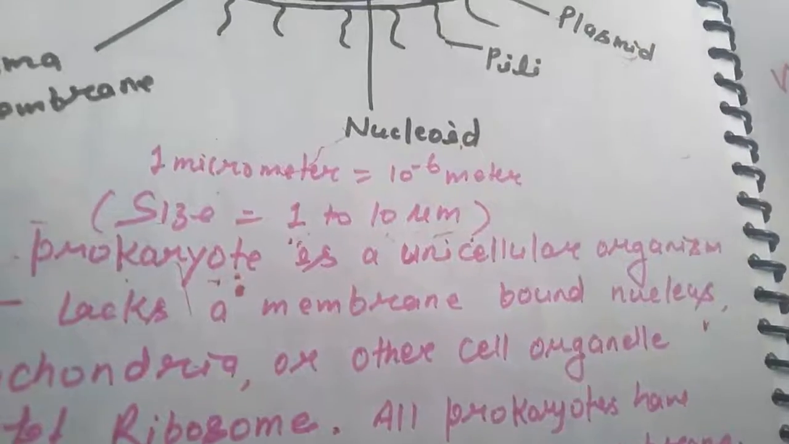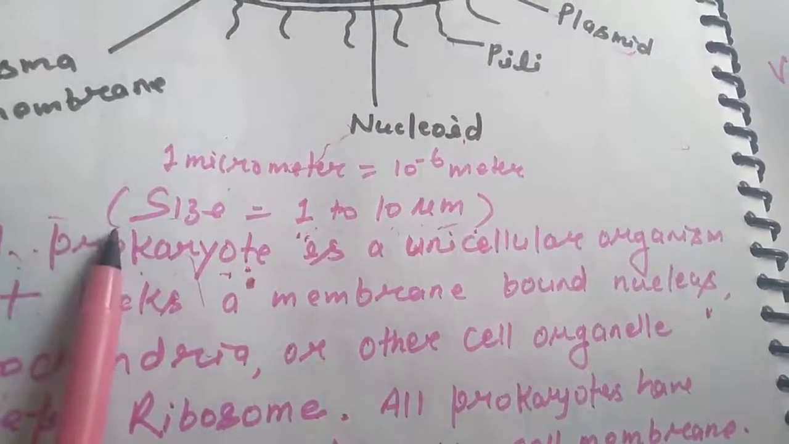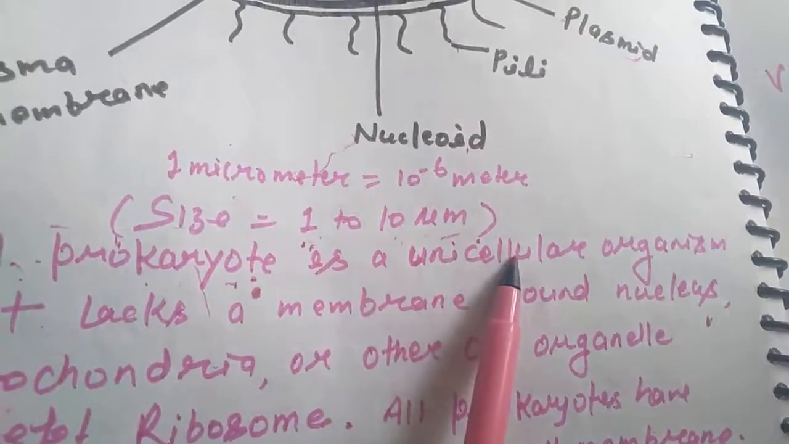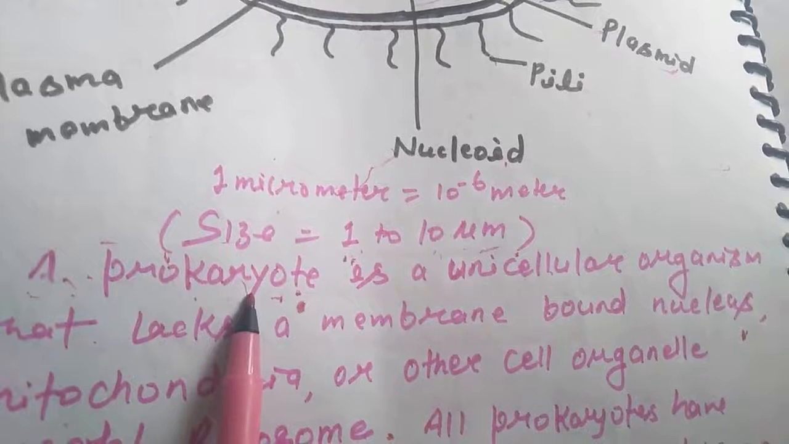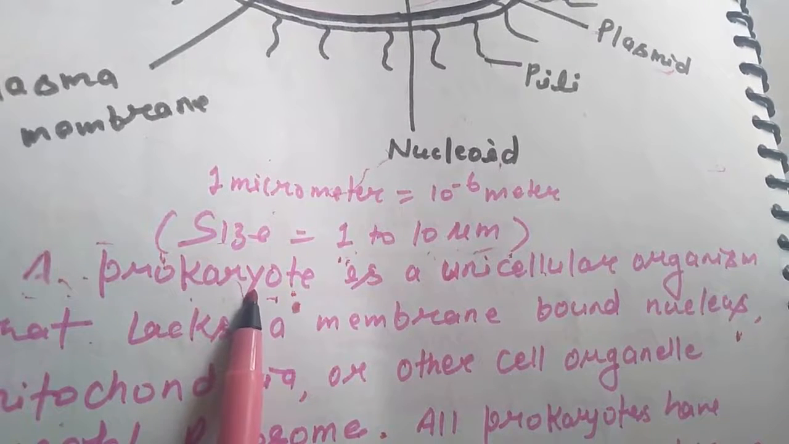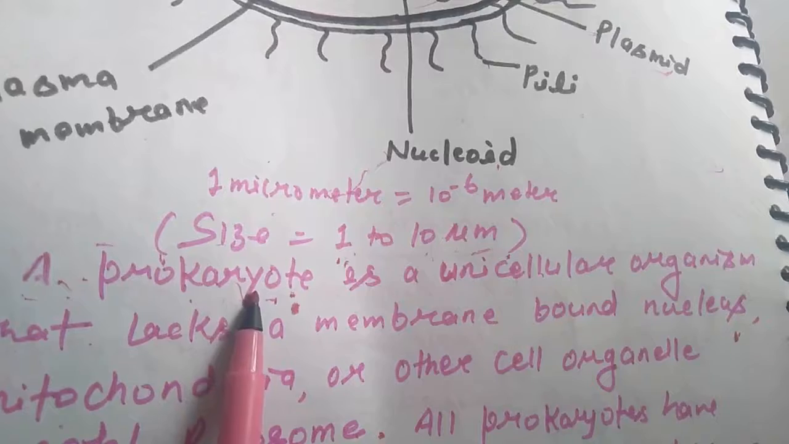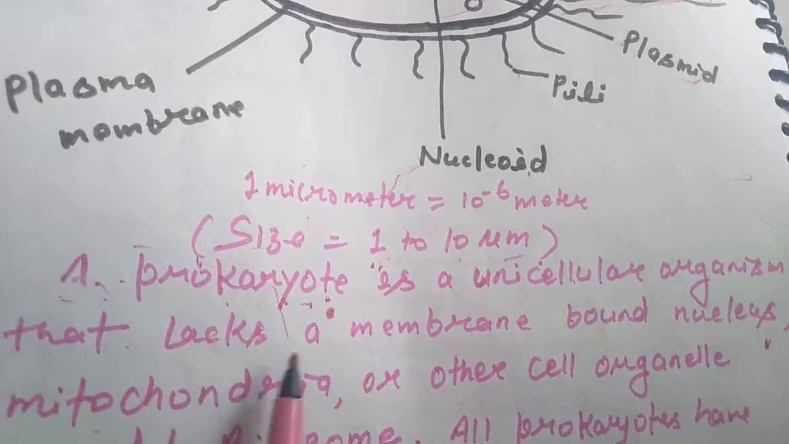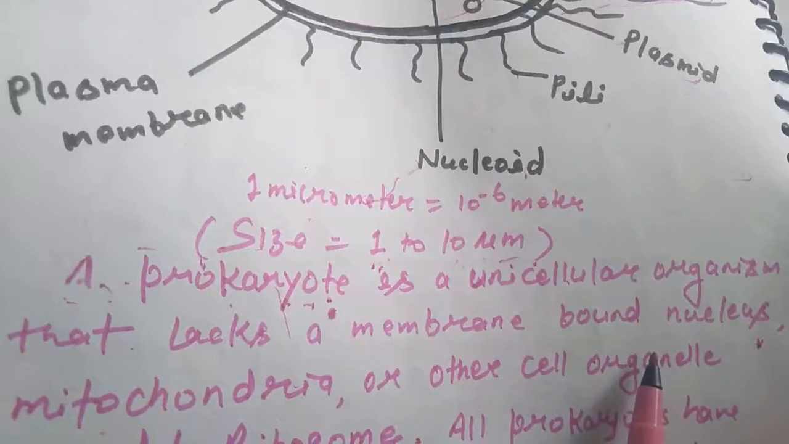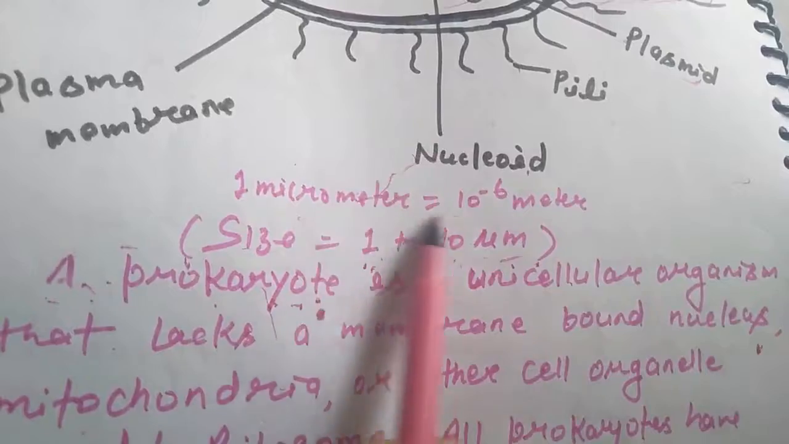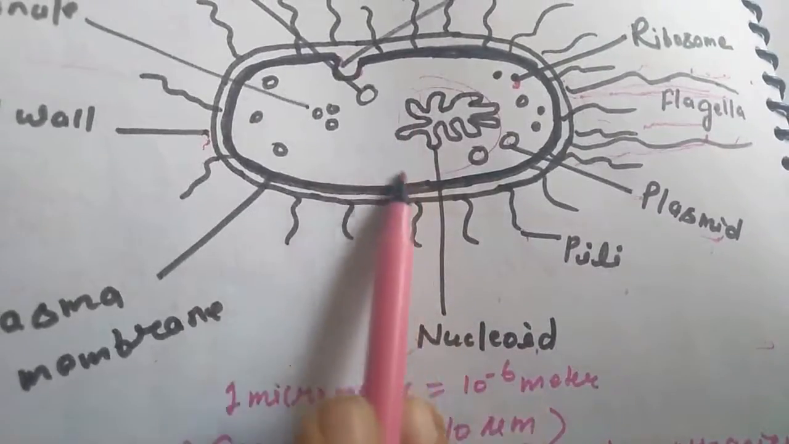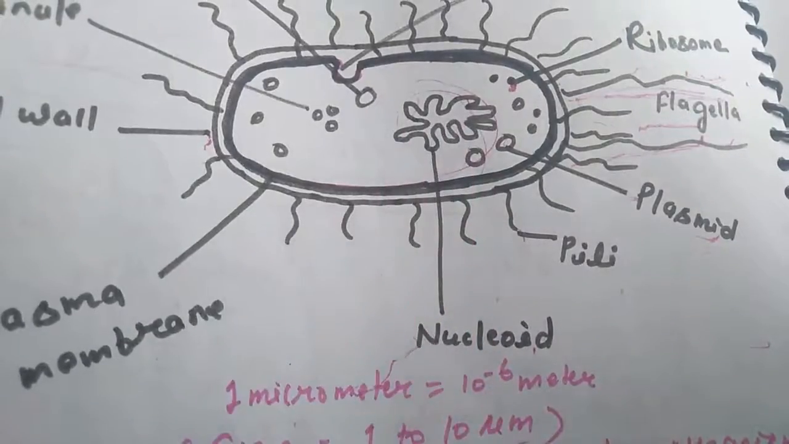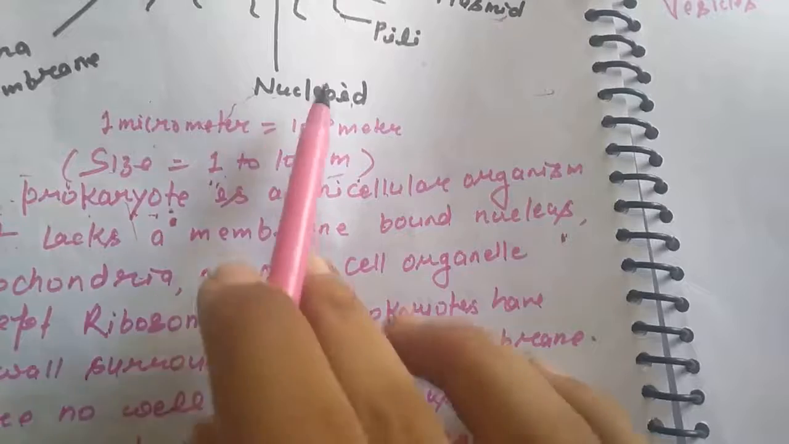So students, we already know that the size of the prokaryotic cell is very small. The size of the prokaryotic cell is 1 to 10 micrometer. What are prokaryotes? Bacteria are prokaryotes. Actually, they are unicellular organisms, and they lack a membrane-bound nucleus. That is why their nucleus is called nucleoid, because there is no membrane around this nucleus. So this is the nucleoid.